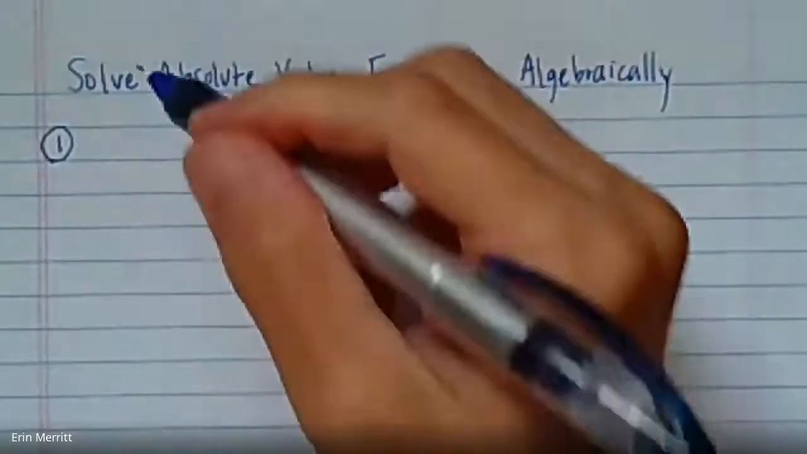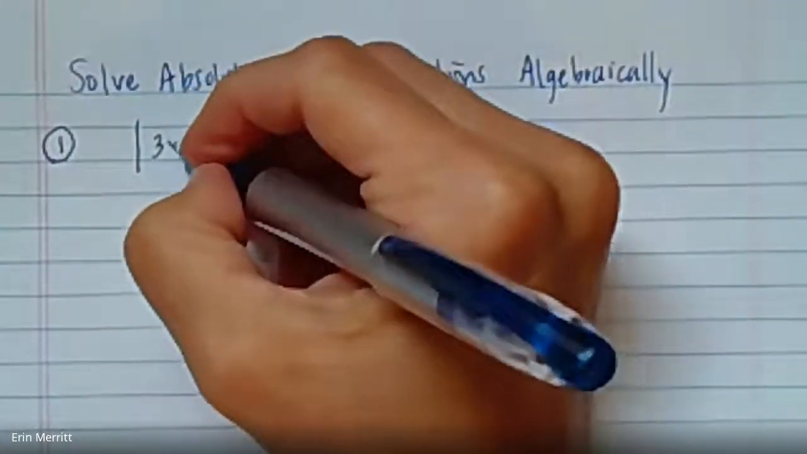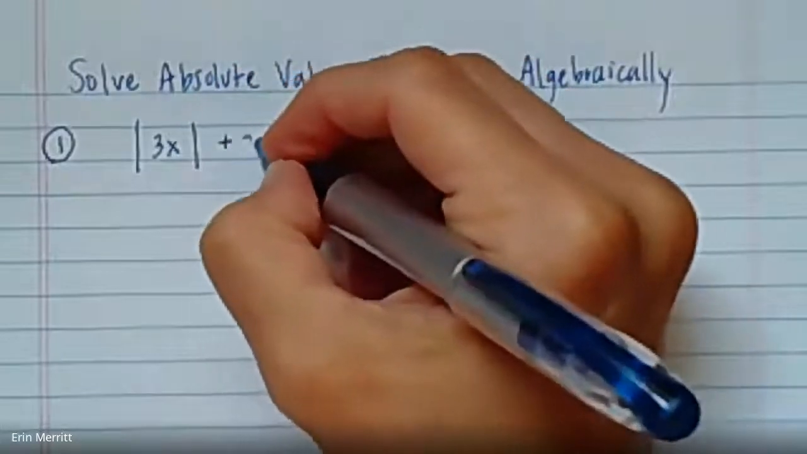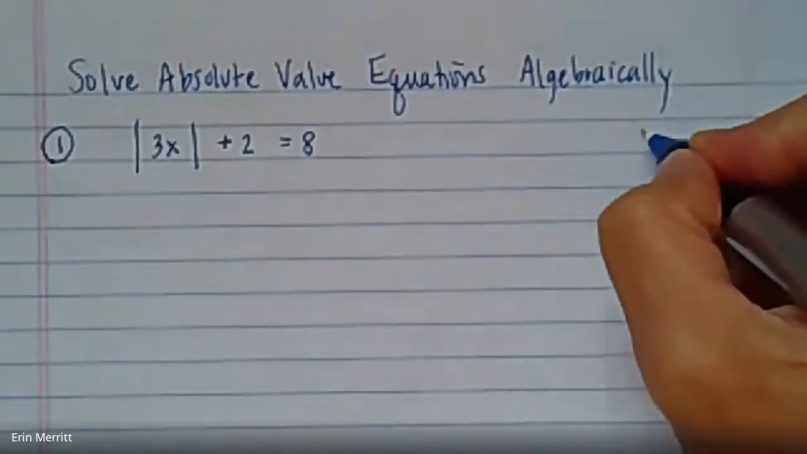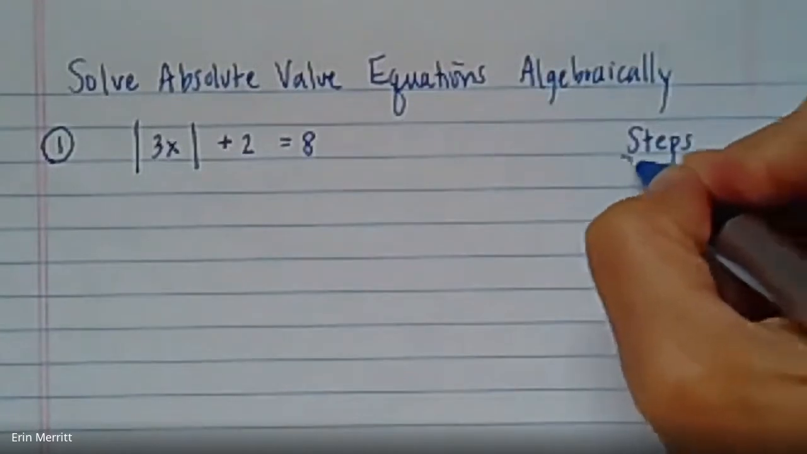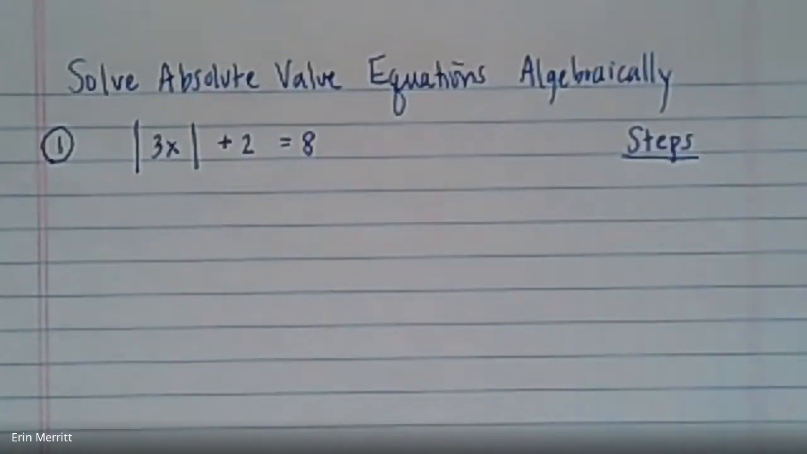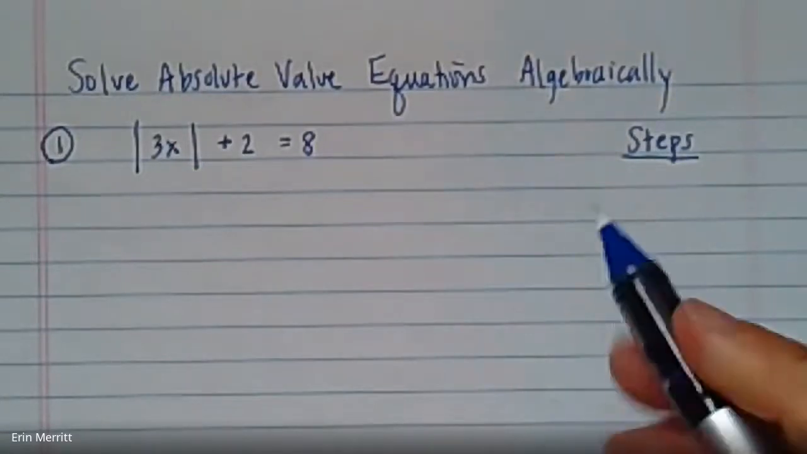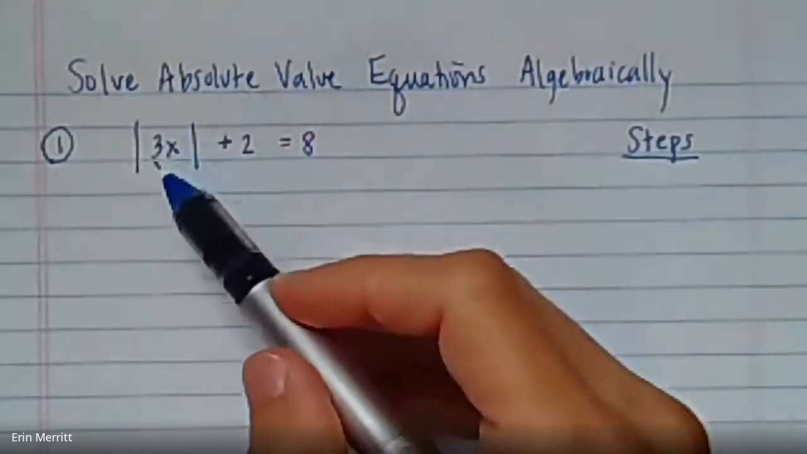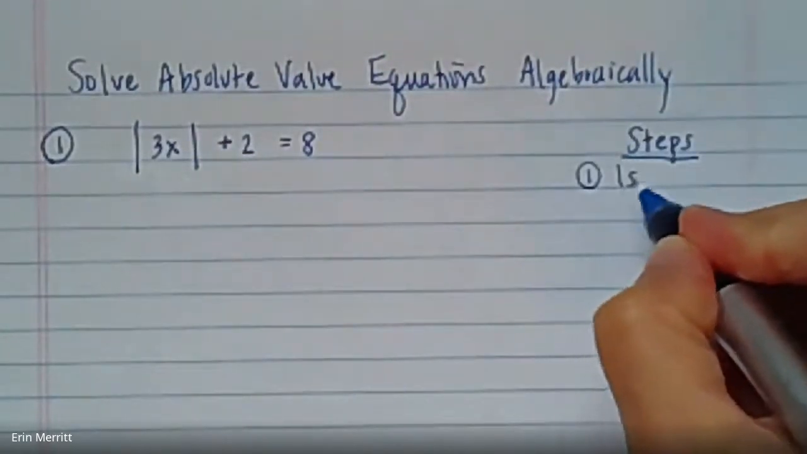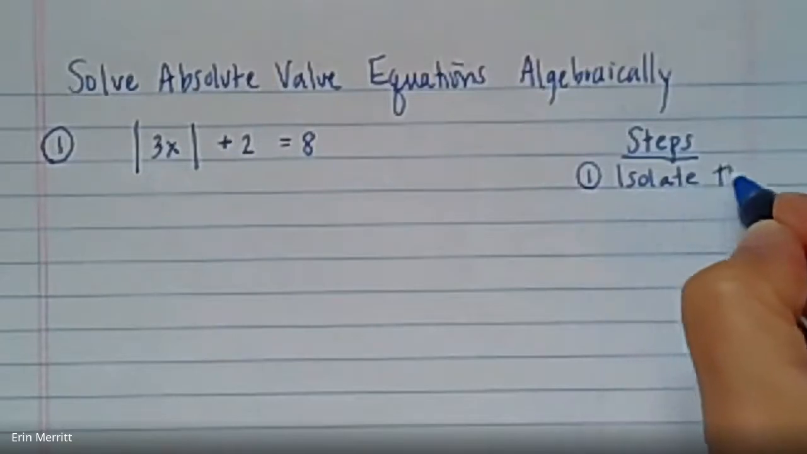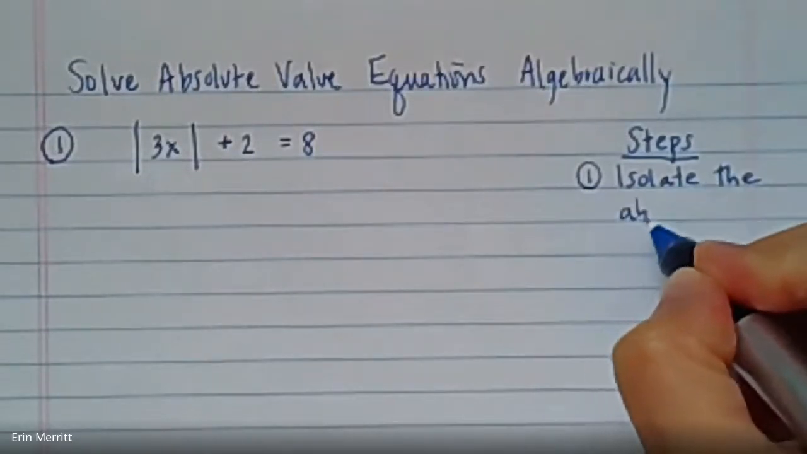For our first example, give yourself the absolute value of 3x plus 2 equals 8. Over here, I'm going to write down what are the steps that we want to be able to do to solve this. So the first thing I always want to do is, as best you can, I want you to isolate the absolute value. So step number 1 is to isolate the absolute value.